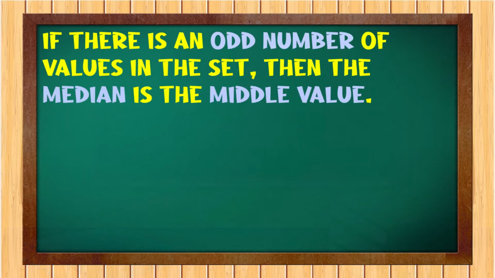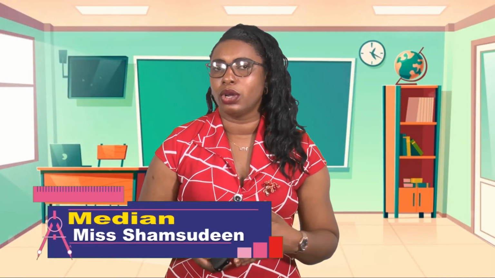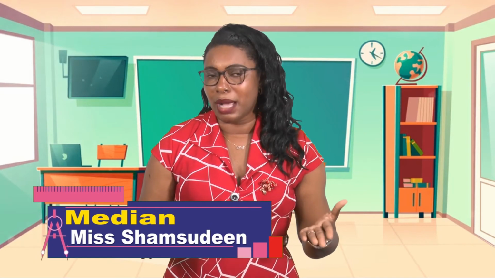Now, if there is an odd amount of values or an odd amount of numbers in the set, then the median is the number that falls in the middle, or we say the middle value. But if there is an even amount of numbers or values in the set, then the median is found by finding the average of the two middle values. And we're going to understand that a little better when we get into our examples.